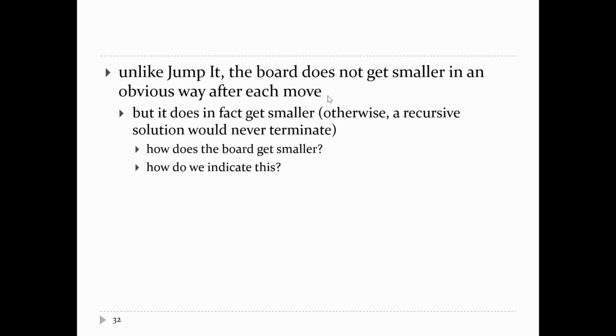In this game, it doesn't look like you are removing squares from the board, right? And so that might give you pause, and you might say, well, I can't solve this recursively because the problem's not getting smaller every time. But it does, in fact, get smaller. So how does the board get smaller? The idea is you never want to land on the same square twice. So the board does in fact get one square smaller every time, because if you land back on the same square that you've already been on, you're going to stop the recursion immediately. So this board does in fact get smaller every time, which is nice.